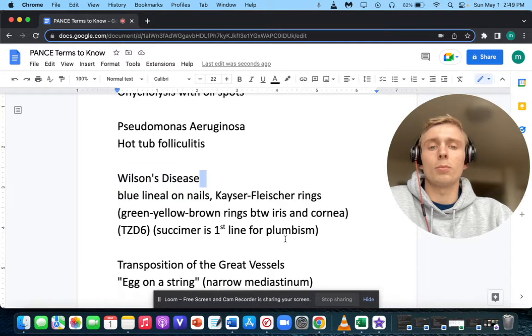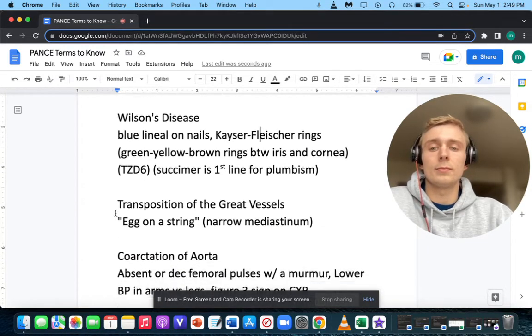And that's different for plumbism, which is lead overdose basically, and that's with succimer as first line for plumbism. So again, Wilson's disease, TZD6, and you're going to see those Kaiser-Fleischer rings in the eyes, which is the pathognomonic thing. And for plumbism, succimer is the first line chelating agent.